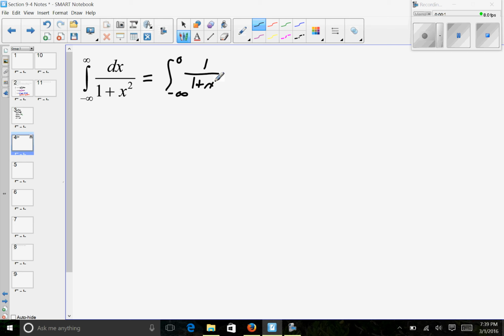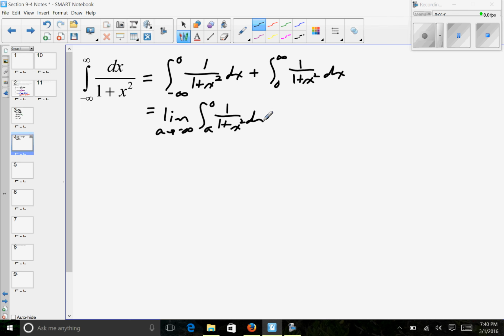So I'll have the integral from negative infinity to 0 of 1 over 1 plus x squared with respect to x, plus the integral from 0 to positive infinity of 1 over 1 plus x squared with respect to x. And I can then rewrite this and replace my infinite bounds with dummy variables and do limits on those. So I'll use a for this dummy variable to replace the negative infinity. And I'll use b to replace the positive infinity.